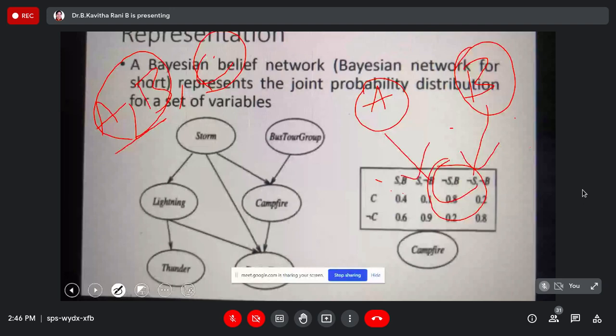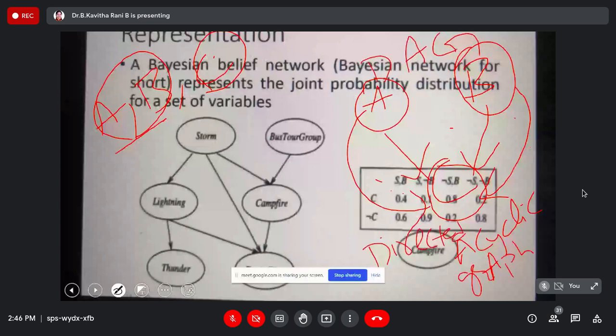Okay. And this can be represented in this way also. So this is called acyclic. Why? Because it does not have a cycle between the variables. That's why it is called an acyclic graph. Directed acyclic graph, that is DAG, directed acyclic graph, which does not have any cycle between the variables.